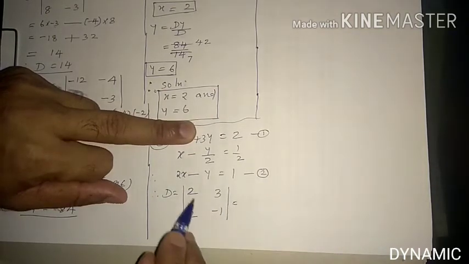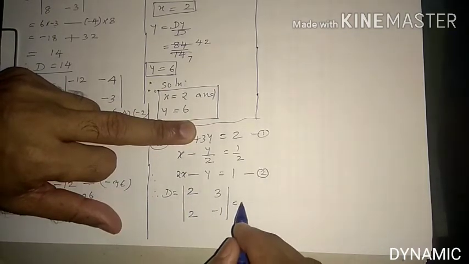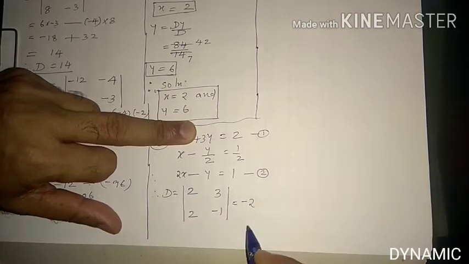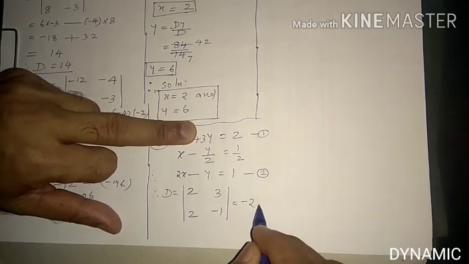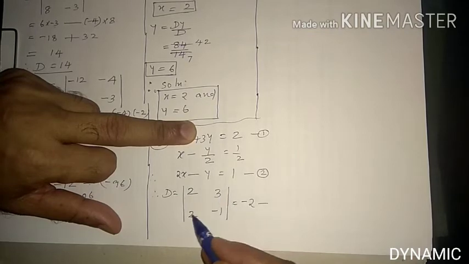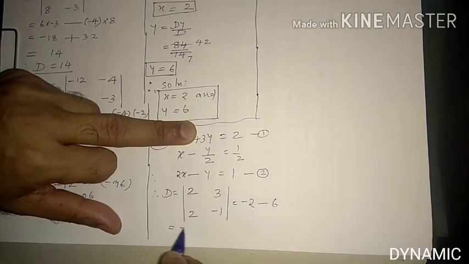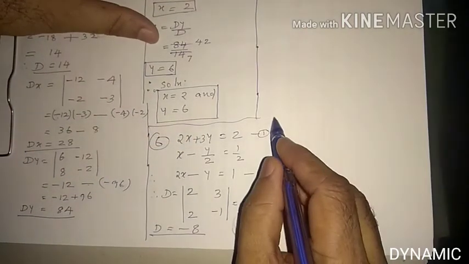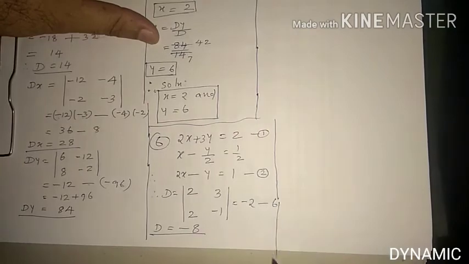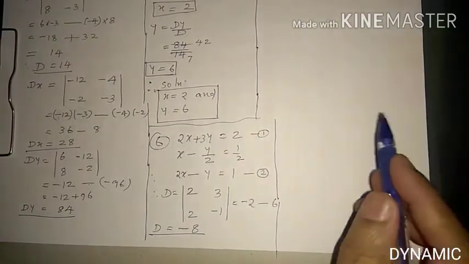We expand this. 2 into minus 1, minus 2. Now you know to multiply: 2 into minus 1, minus 2, minus 3 into 2, 6. It is equal to minus 8. D is minus 8. We complete here the problem.